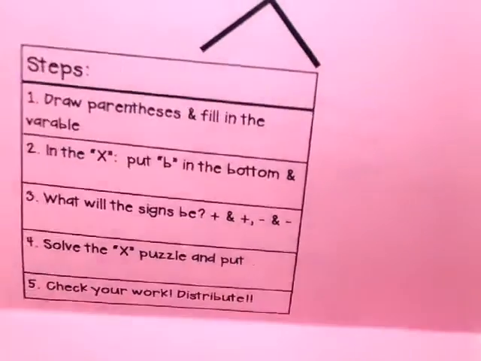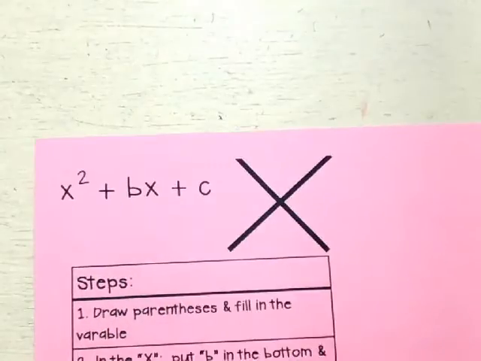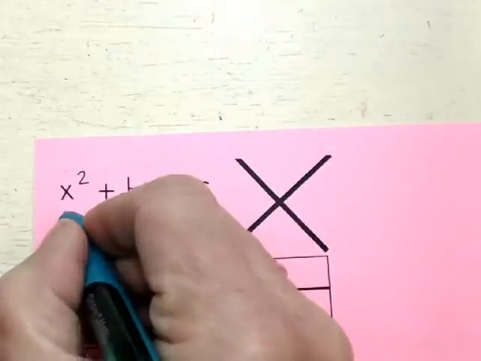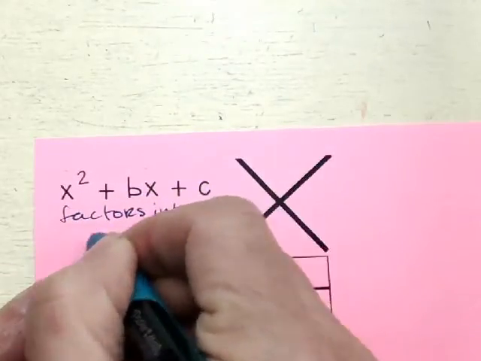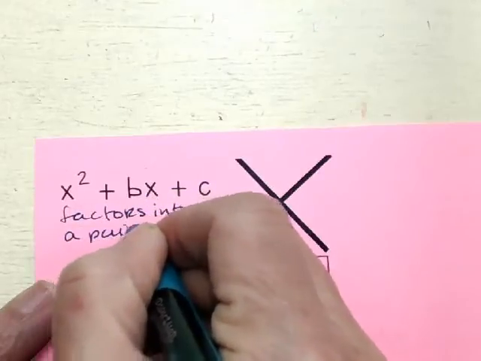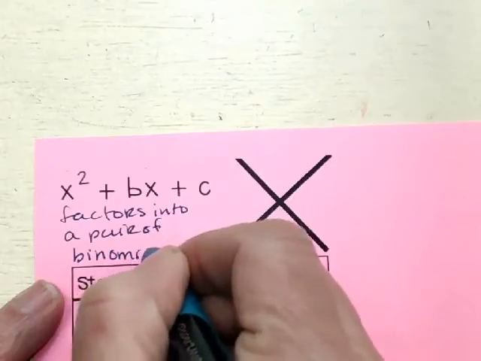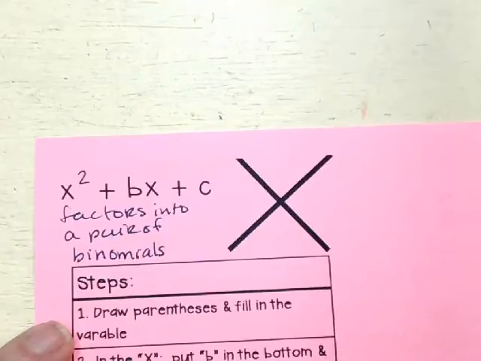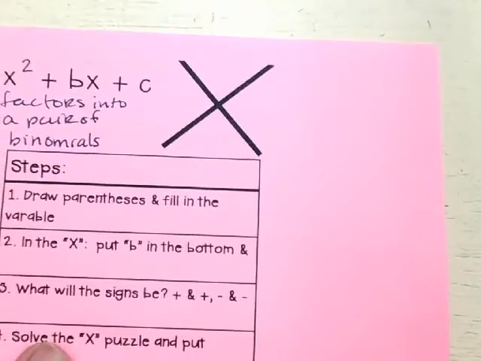If you have a polynomial that's in standard form, x squared plus bx plus c, you will factor this into a pair of binomials if it's factorable. Okay, that means 2 terms in parentheses times 2 terms in parentheses, in case you don't know your vocabulary yet. Alright, so here we go.